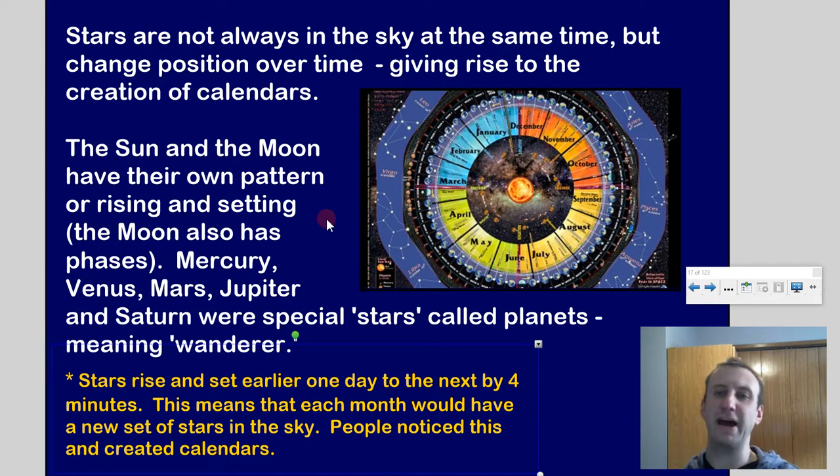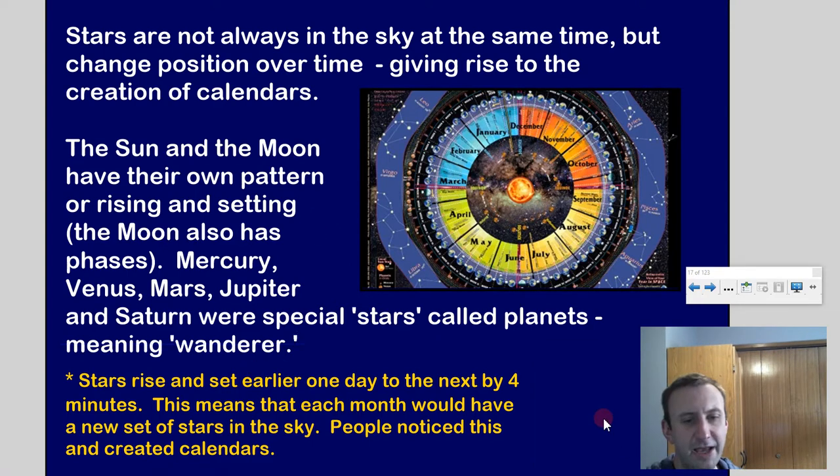Stars are not always in the sky at the same time, but change position over time, giving rise to the creation of calendars. The sun and the moon have their own patterns of rising and setting. The moon also has phases. Mercury, Venus, Mars, Jupiter, and Saturn were special stars, was the previous understanding, called planets, meaning wanderer. And stars rise and set earlier one day to the next by 4 minutes, not including the planets, right? We're talking about actual stars here. This means that each month would have a new set of stars in the sky, and people noticed this and created calendars based on the fact that the night sky was changing.